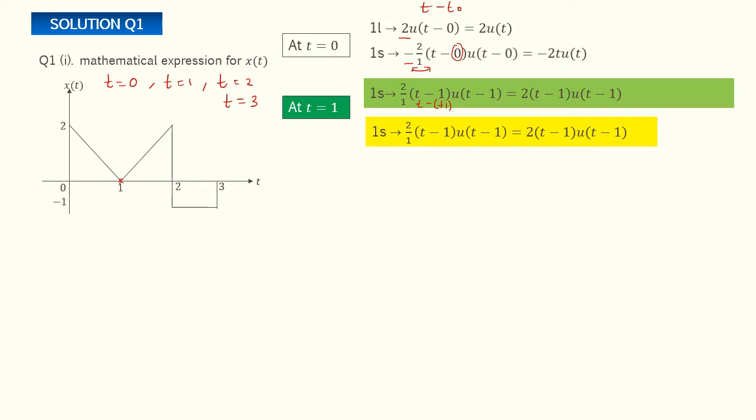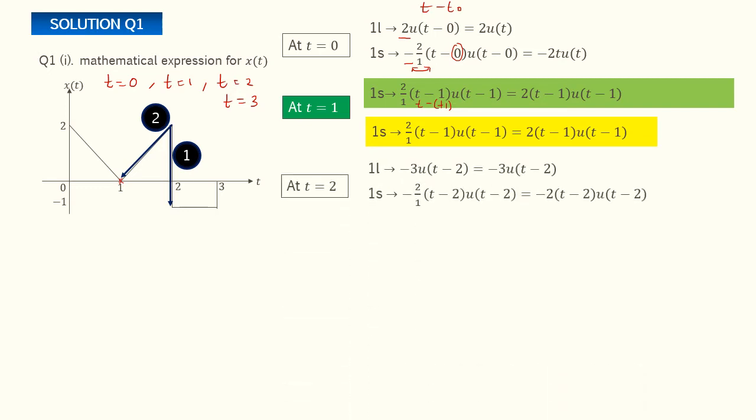Next, move on to t equal to 2. You'll notice there's one vertical line pointing downwards and another slope pointing downward as well to the left. Okay, let's write the equation for this signal. The first one, you have one line pointing downward, so that's why it is negative, and the magnitude goes from 2 to negative 1, so the magnitude is 3. Then u(t minus t naught), the line is at t equal to positive 2, so therefore the equation for this line is minus 3u(t minus 2).